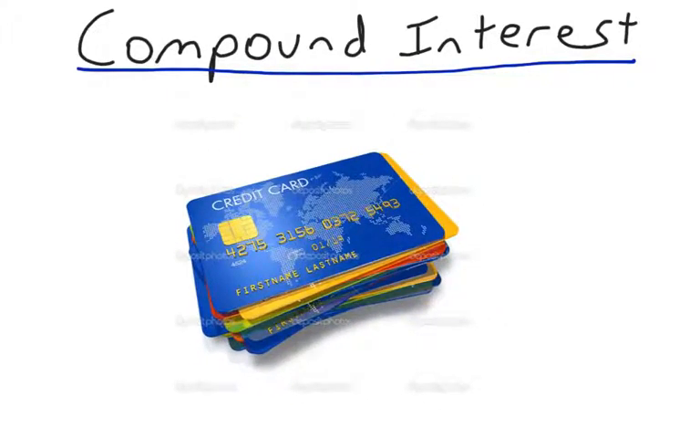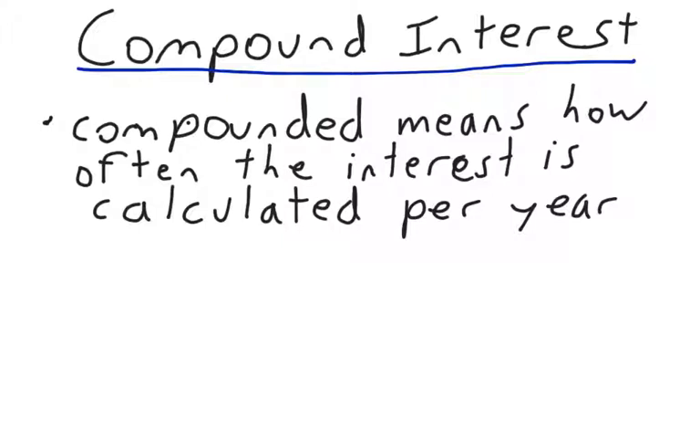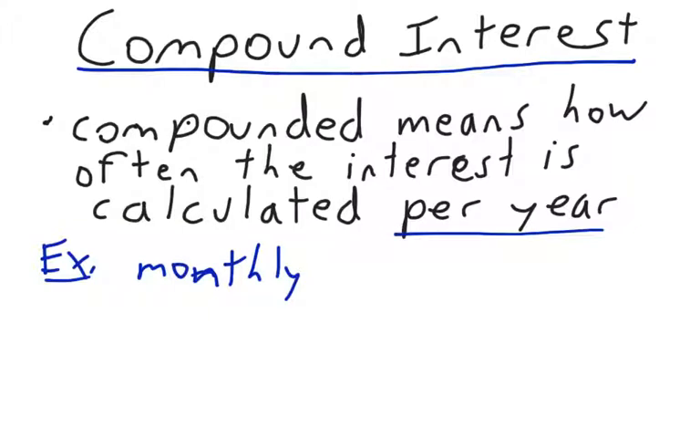Let's go ahead and look at how compound interest works with credit cards. First, write this down with me. Compounded means how often the interest is calculated per year. So, an example would be if it's compounded monthly, then how many months are in a year?